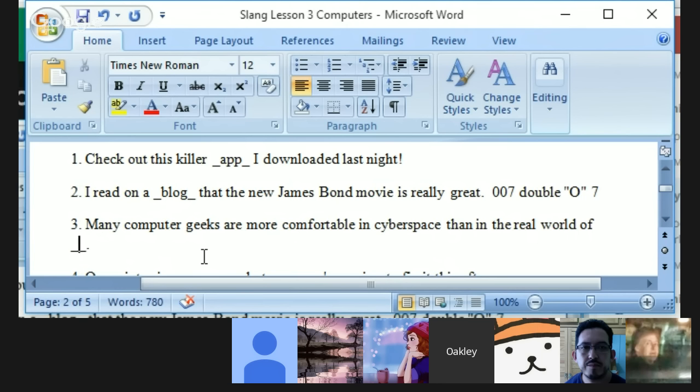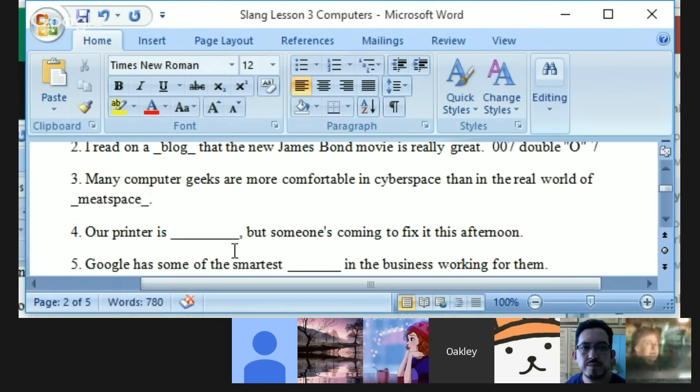Dima, you want to try number 3? Yeah, it's mid-space, I think. Yeah, you're absolutely right. Very good. Many computer geeks are more comfortable in cyberspace than in the real world of deep space. Sad but true. All right. Thank you. Masa, number 4.